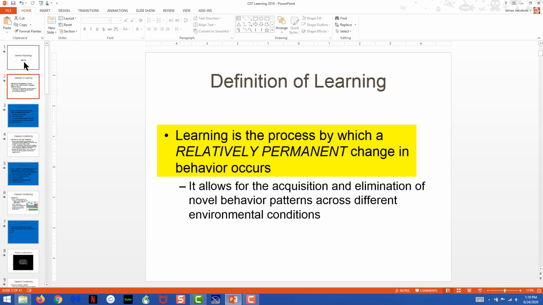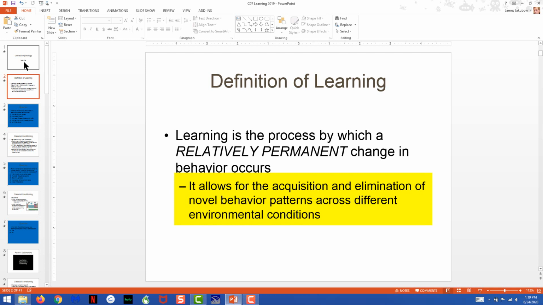This specifically is related to whether or not behavior changes in accordance with the demands from the environment. So learning allows for the acquisition and the elimination of novel behavior patterns across different environmental conditions. And of course, environmental conditions will change over time themselves, so there's always a basic aspect of learning involved.